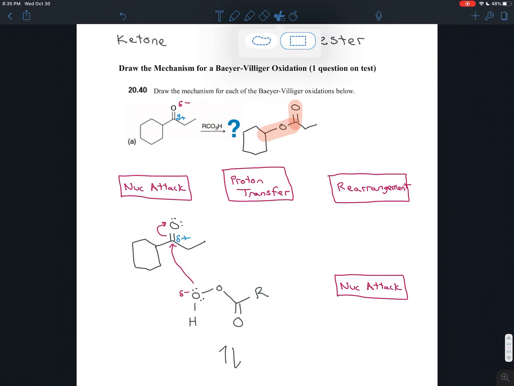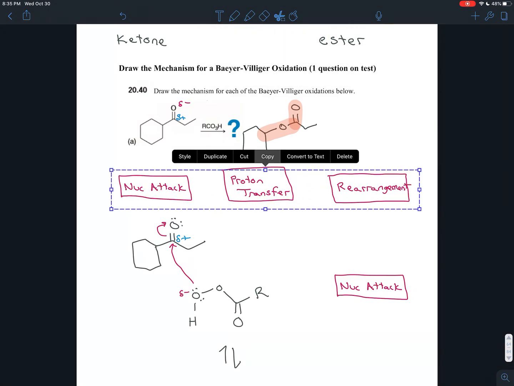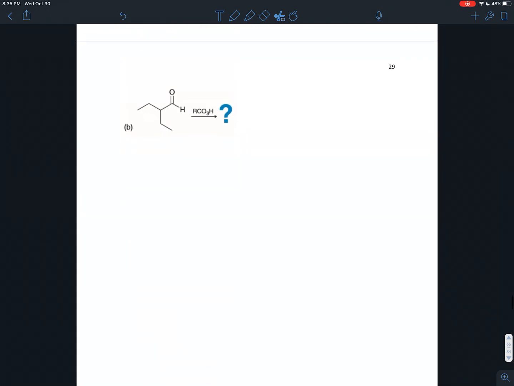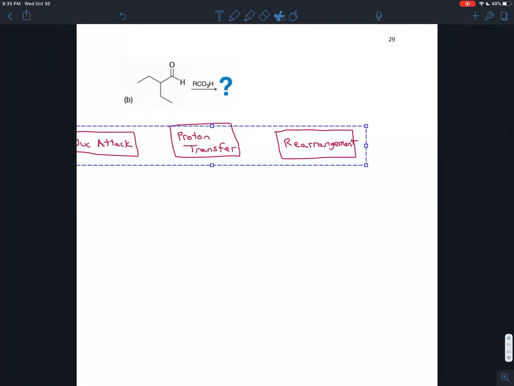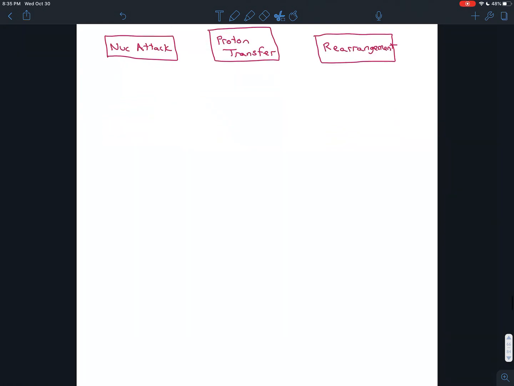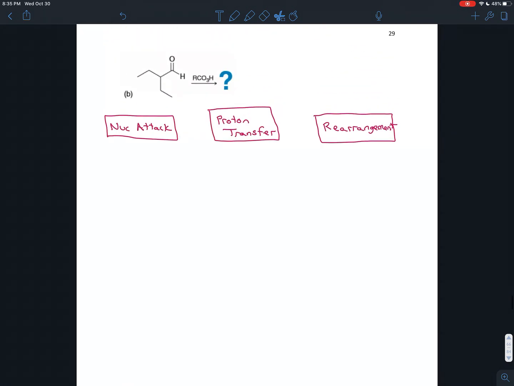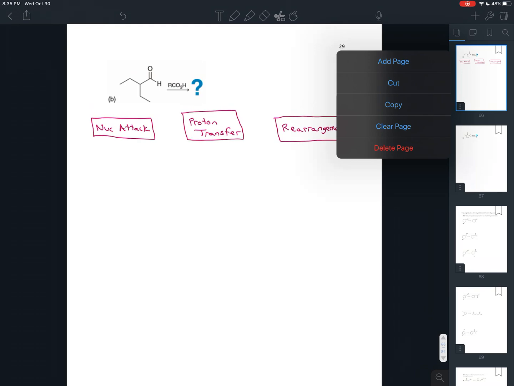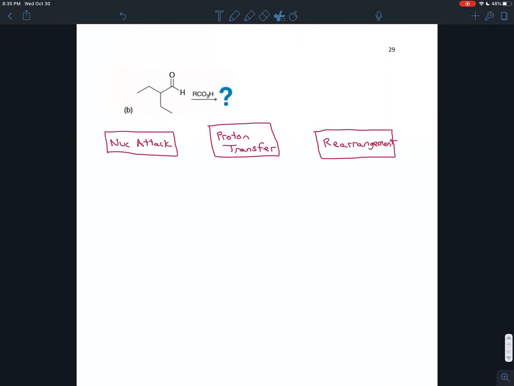Okay, so let's do that process again. We're going to use these same 3 steps: nucleophilic attack, proton transfer, and rearrangement, not carbocation rearrangement. We're going to do it with this molecule here. So, let's get some room. So, draw your aldehyde or ketone.